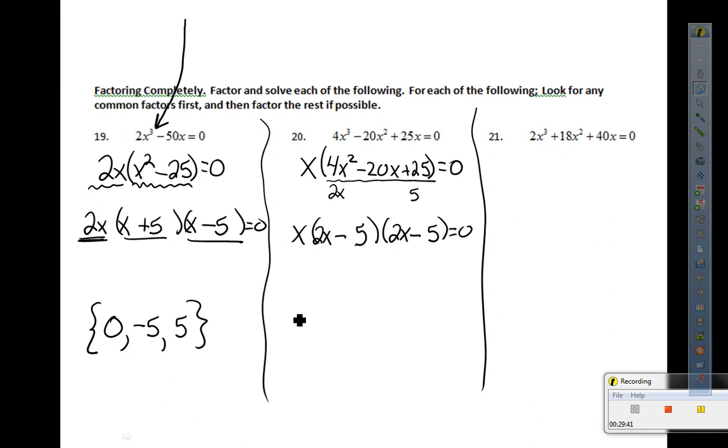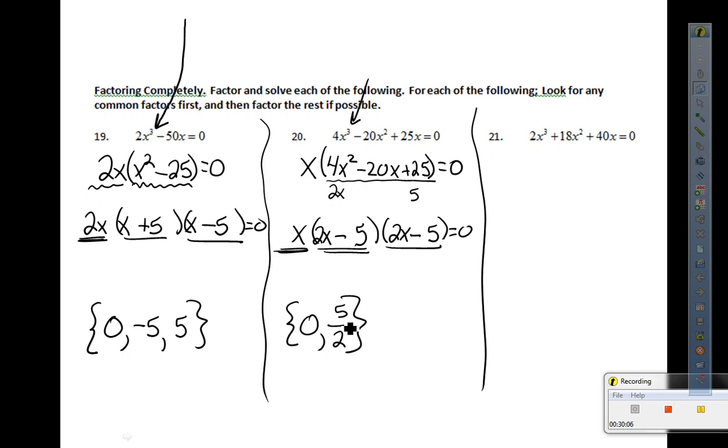My 3 answers: set x equal to 0, so one answer is automatically 0. Do this one, you would add 5, divide by 2. Do this one, you would add 5, divide by 2, so I don't need that one again. So there's my answers. There could be up to 3, but in this case there's only 2.